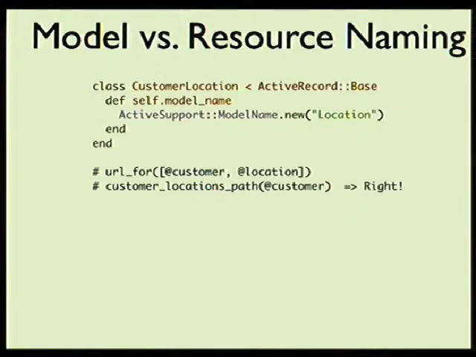So in this example, we could take customer location, override the model name, and just call it location. And so once you do that, that URL for works perfectly. And in another slide, I'm going to show an example using this with namespaced models. It also solves a similar problem.